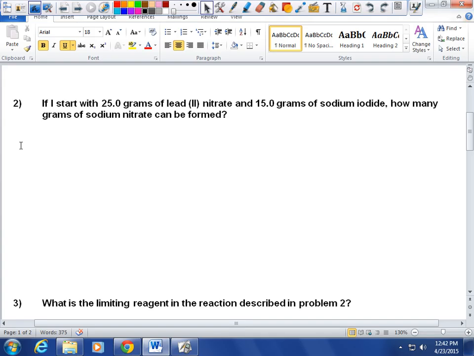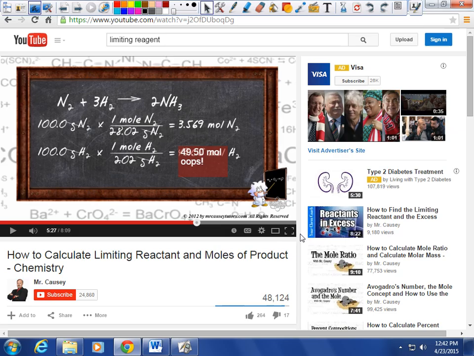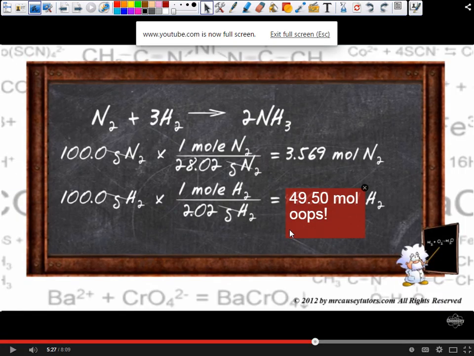Does that step remind anyone of something we've done before? What's that thing we use this for? What do we use it for? Empirical molecular formula, right? All right, so that's our first step.